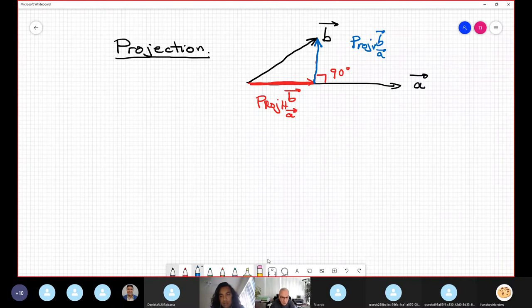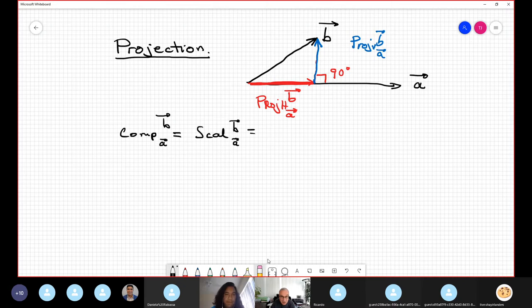Okay, first of all, I need to find one thing, the component of the vector B onto the direction A. Some books call this the scalar projection, the scalar projection of the vector B onto the direction A. Okay, scalar or component is the same, different name. It is a scalar. It's just a number, it's just the length of this. Okay, this is a component.